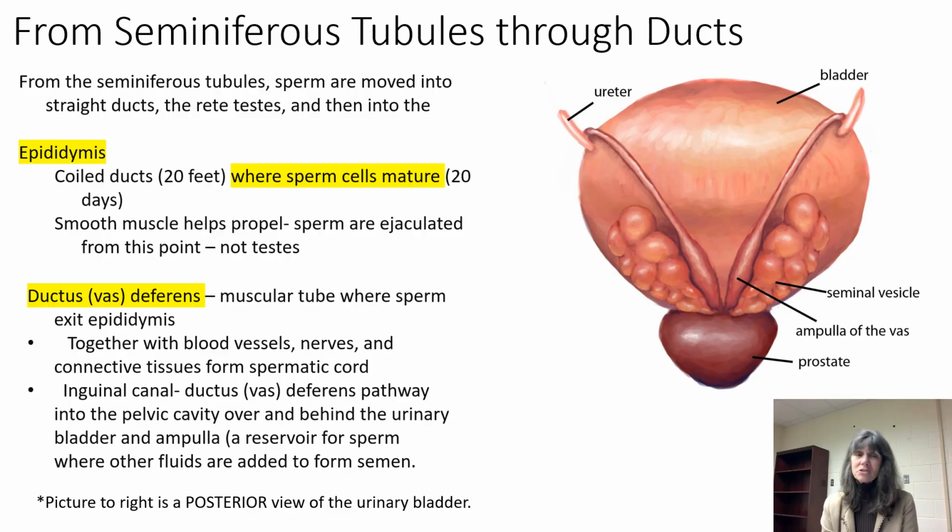From the seminiferous tubules, sperm next go into a group of straight ducts known as the rete testes, and then into the epididymis. The epididymis consists of about 20 feet of coiled ducts where sperm will mature, and that process takes about 20 days. Smooth muscle helps propel the sperm, which are actually ejaculated from the epididymis, not from the testes.